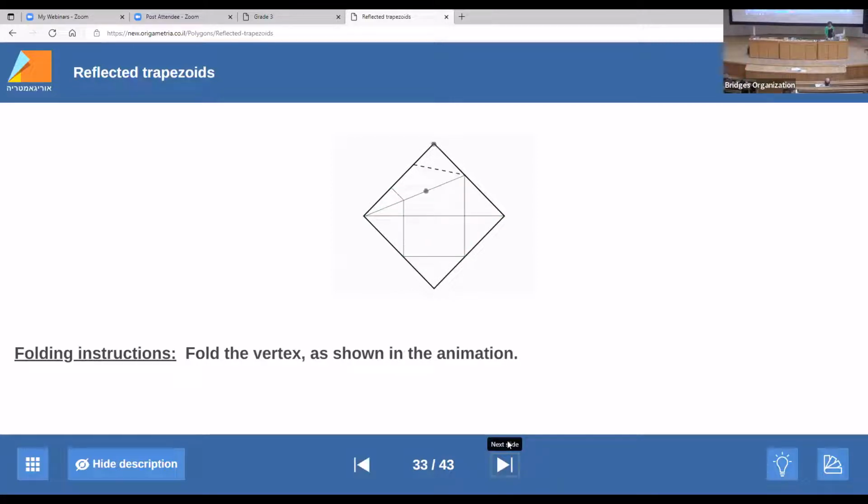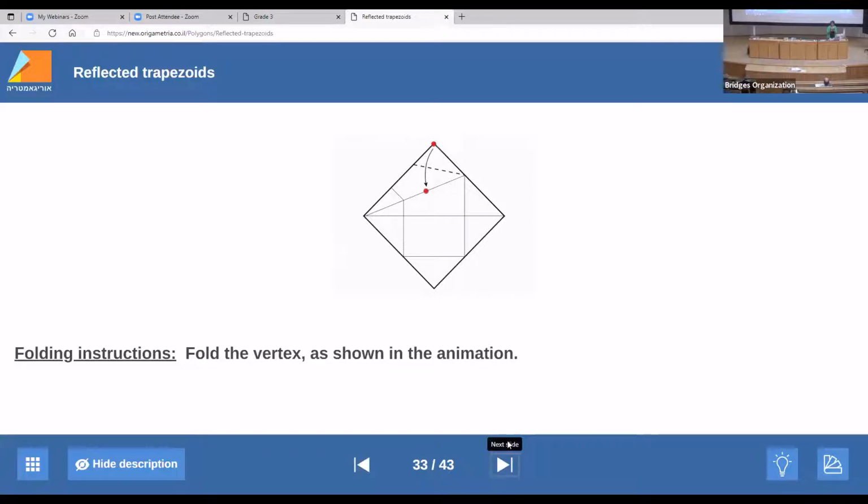So now we continue to fold, but when we finish folding, you can open and look at it again. So make sure that you fold the vertex as the animation shows, okay? That's why it was important in the beginning to fold in the same direction. Now, all the models in Origametria are very simple, very beautiful. Paul created them. And it's easy for the student to make them and for the teacher to teach them.